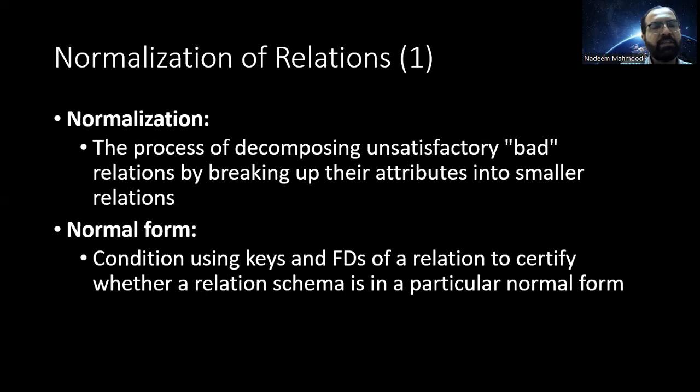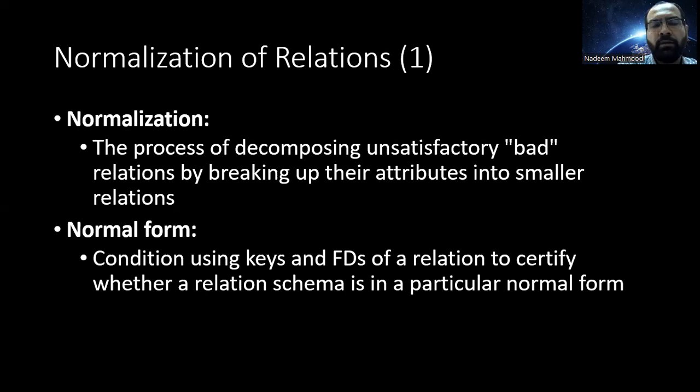The normalization process which we apply on relations is based on certain normal forms, and these normal forms have certain definitions which we will follow in this lecture. You can say that these normal forms are certain conditions as well, using keys and FDs. Whenever we talk about FDs, it means we're talking about functional dependencies. So these are conditions using keys and functional dependencies of a relation to certify whether a relation schema is in a particular normal form.